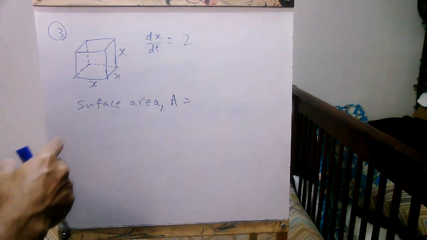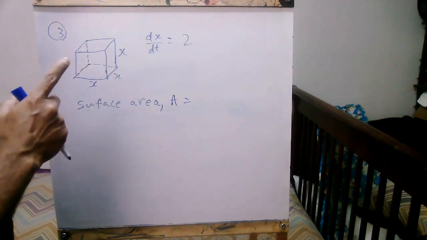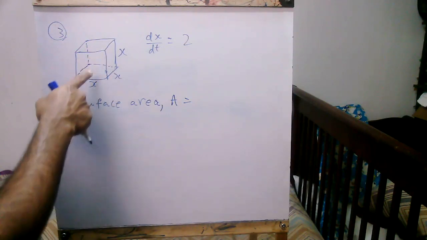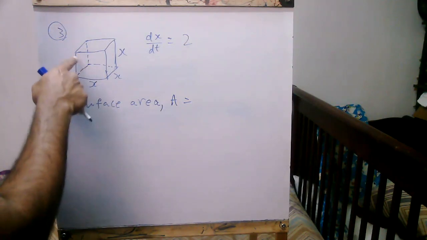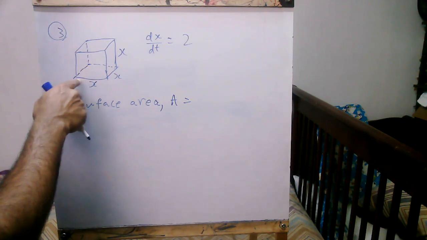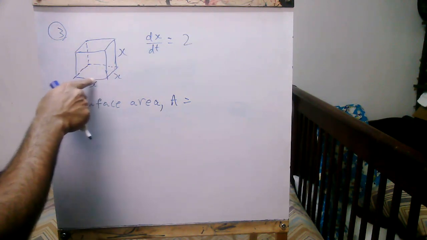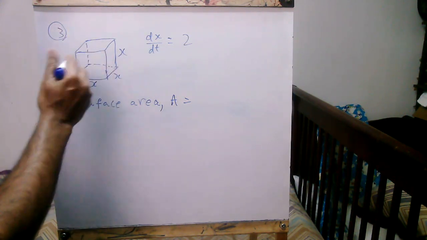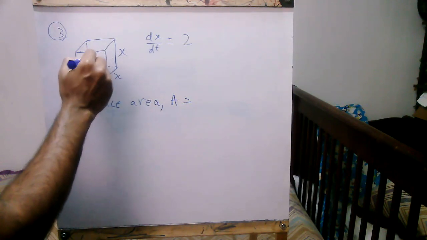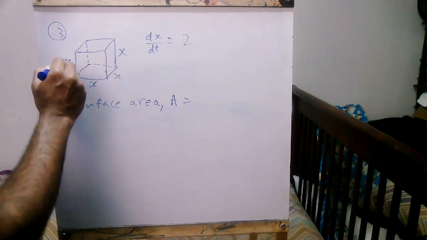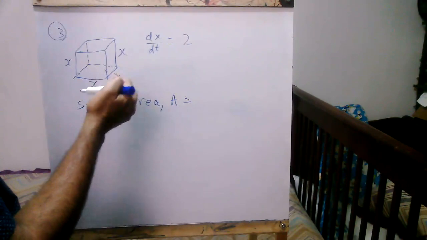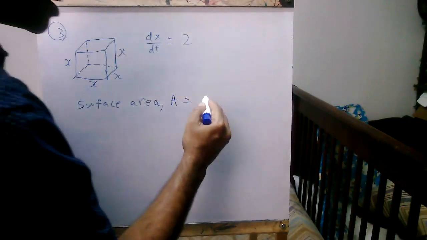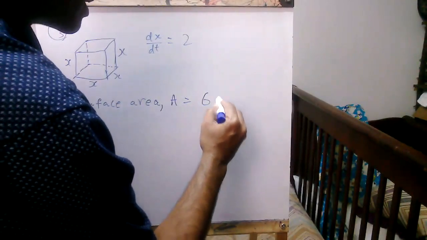Then find the area of one side and multiply by 6. One side is clearly x here, x here. If this is x, it's x times x, x squared, and with 6 sides, that is 6x squared. Right.